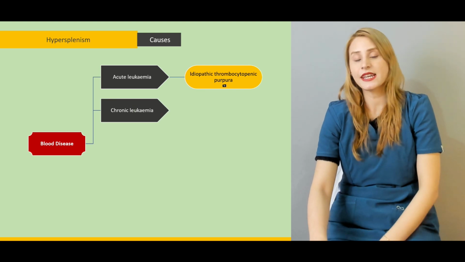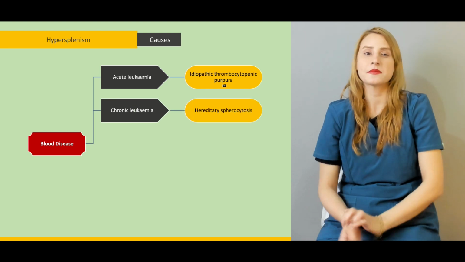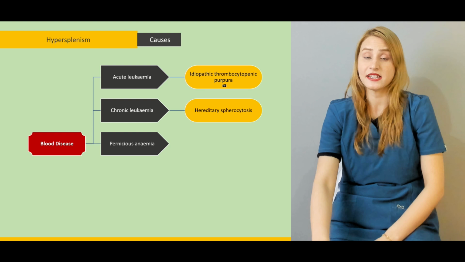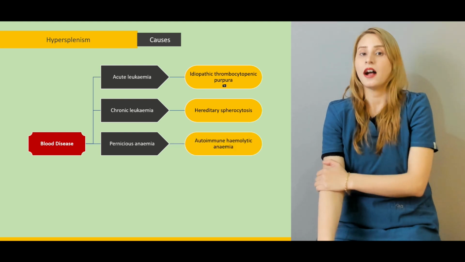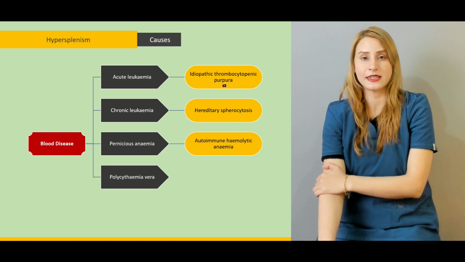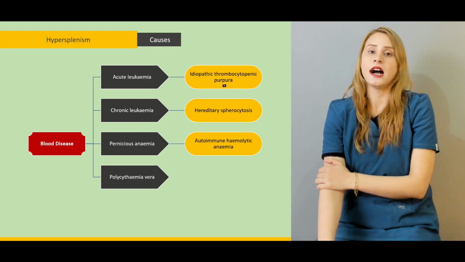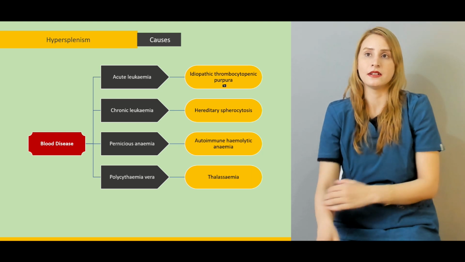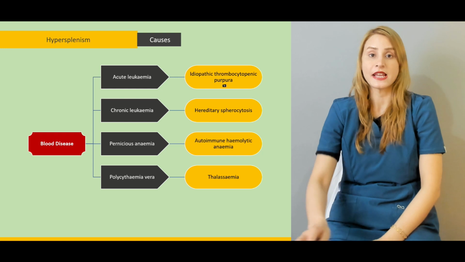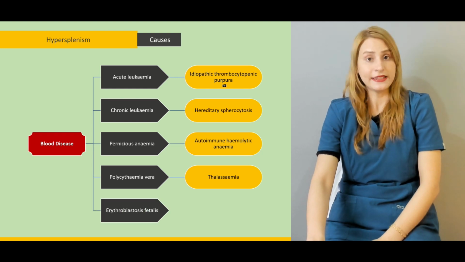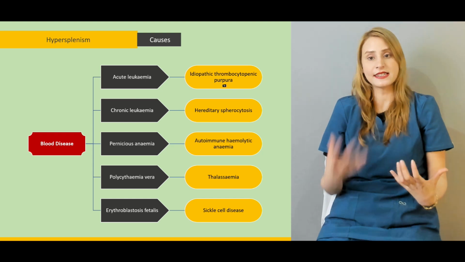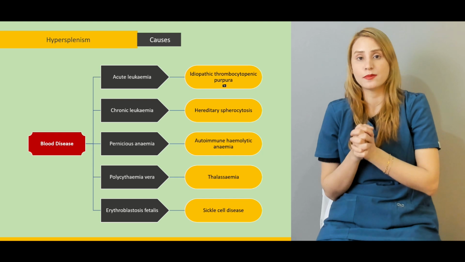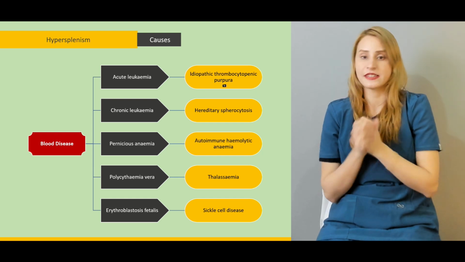In the other conditions, again, there would be chronic leukemias and some kinds of autoimmune hemolytic anemias, like hereditary spherocytosis, sickle cell anemia, pernicious anemia, and Polycythemia Vera, which is a kind of myelofibrosis, or a generalized process of myelofibrosis, and then thalassemia as well, erythroblastosis fetalis, and sickle cell disease. This is another important disease responsible for causing splenomegaly.